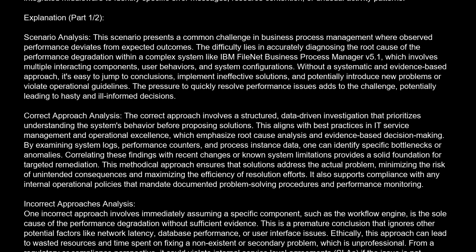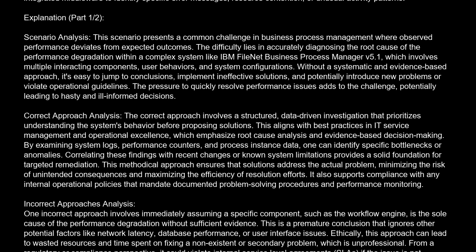This methodical approach ensures that solutions address the actual problem, minimizing the risk of unintended consequences and maximizing the efficiency of resolution efforts. It also supports compliance with any internal operational policies that mandate documented problem-solving procedures and performance monitoring.